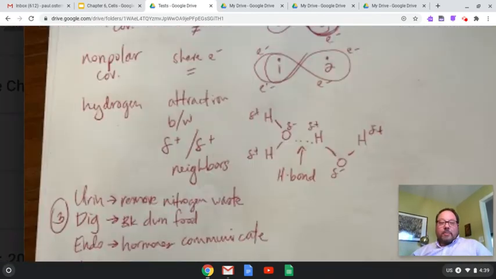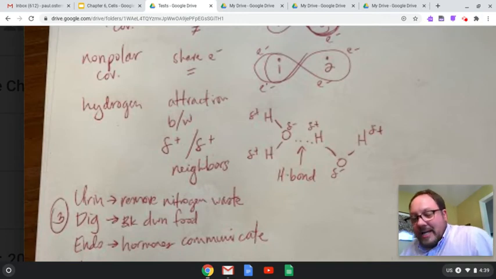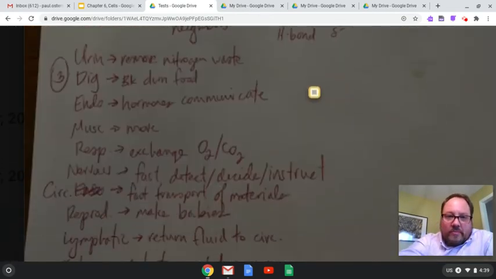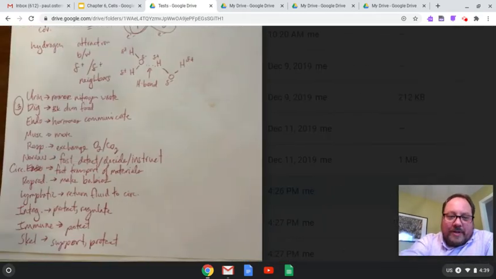Okay. Polar covalent bonds result in hydrogen bonds between neighboring molecules. So again, a hydrogen bond is not technically a bond. It's called an intermolecular force. It's an attraction between neighboring molecules. And what happens is, in this case, the partially negatively charged oxygen will have an attraction to the partially positively charged hydrogen in a neighboring water molecule. And what that does is create some of the properties we associate with water. So it makes water behave in sort of peculiar ways.